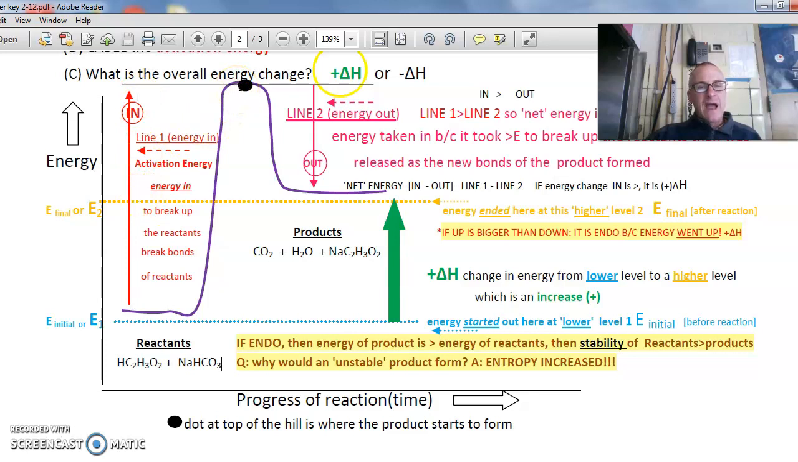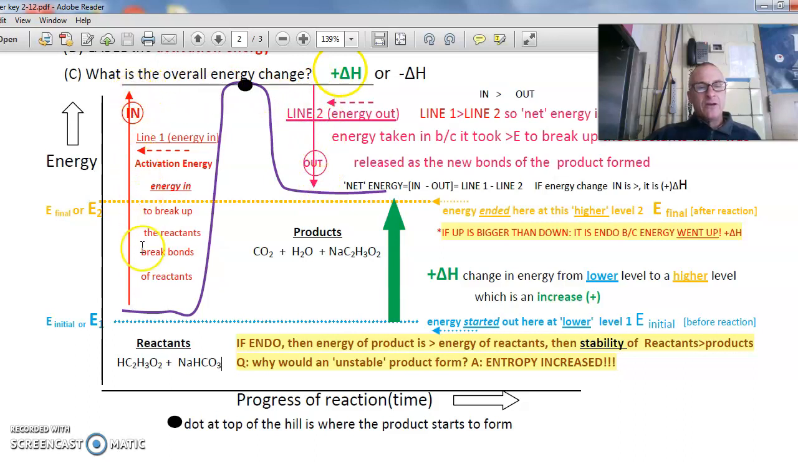Right here at this black dot, energy begins to be released as new bonds are forming, as we make the CO2 and the H2O, etc. New bonds are forming and energy comes out when bonds form. Energy is needed to break bonds. That's the energy in. But now when new bonds are forming, energy can come out. This pink line is the energy out.